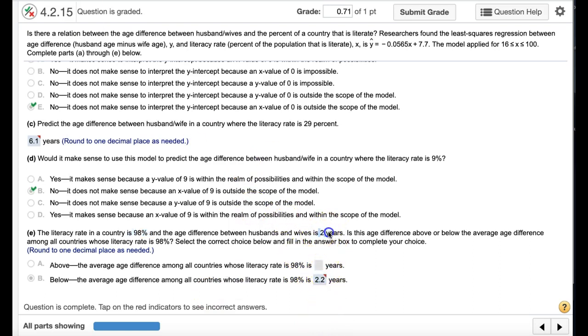So again, this is the actual value. This is the predicted value. And so remember, the equation is a prediction of what we think might happen in reality.